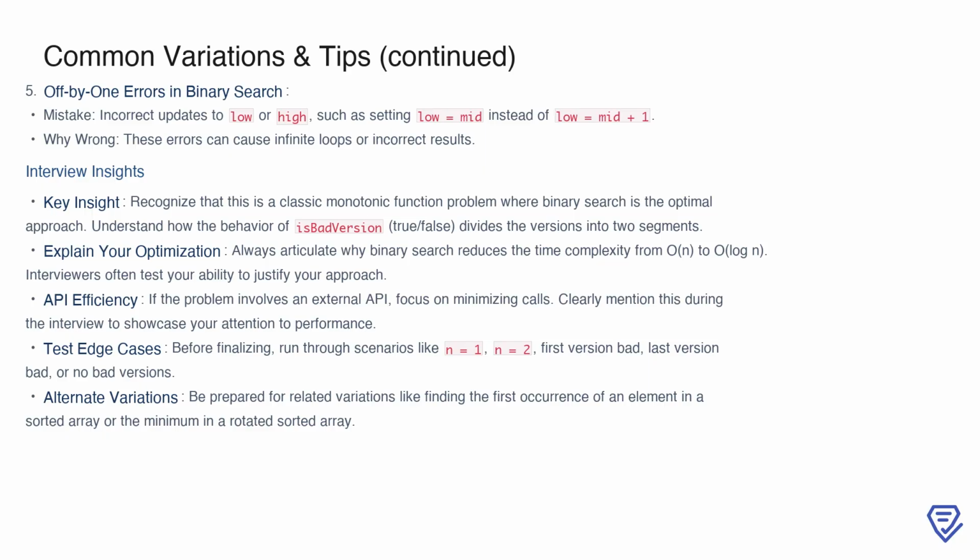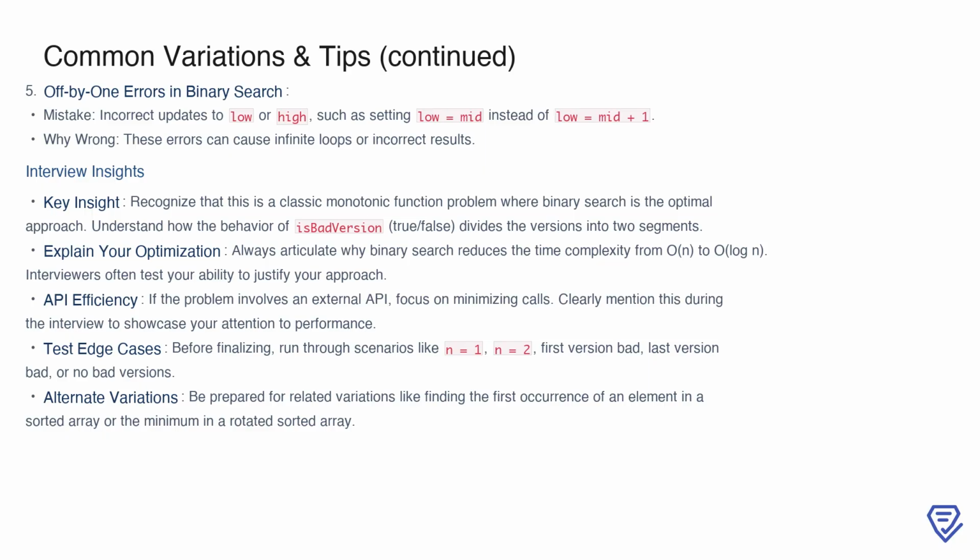Now, from an interview perspective, you must recognize that this problem is a classic example of a monotonic function. The isBadVersion API divides the versions into two segments, good versions and bad versions, making binary search the optimal approach. It's critical to explain your thought process during an interview. Clearly articulate how binary search reduces time complexity from O(n) to O(log n), and why that's significant. If the problem involves an external API, emphasize efficiency by minimizing calls to it. This shows that you're mindful of performance.